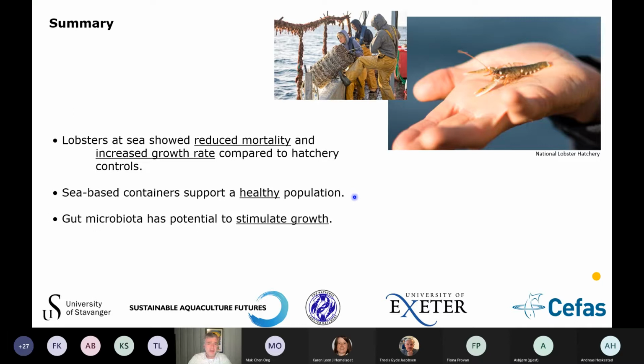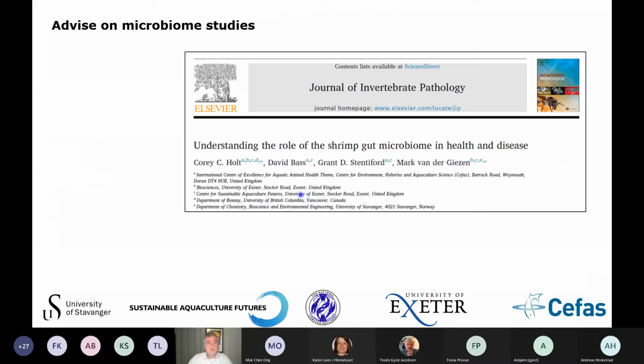It is possible to have a healthy population of lobsters growing at sea and use it for commercial purposes or for conservation purposes. And it looks like we might be able to stimulate growth or protect against disease using certain microbiota. So that could, for example, influence that at a hatchery, you might want to produce a material from bacteria living in adult lobsters, and you want to maybe prime the gut of lobsters in the hatchery.